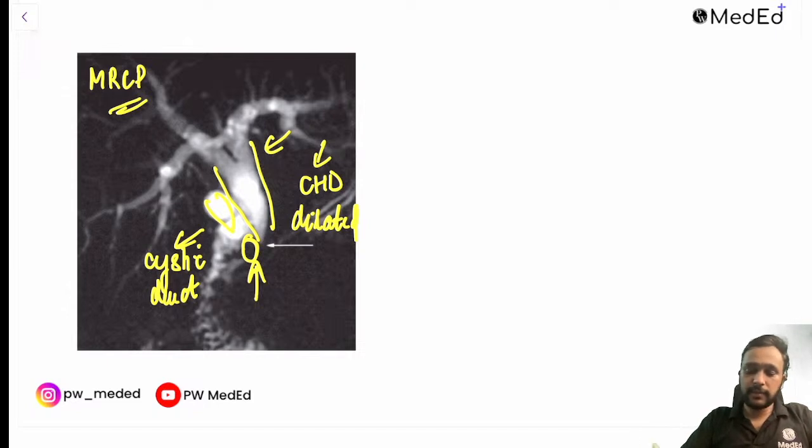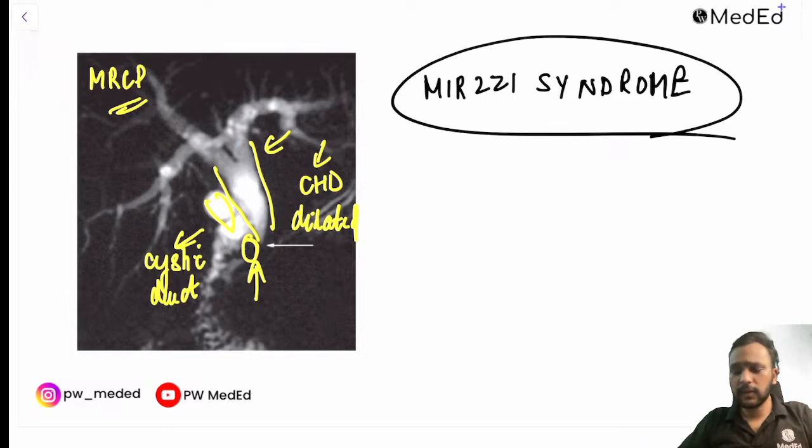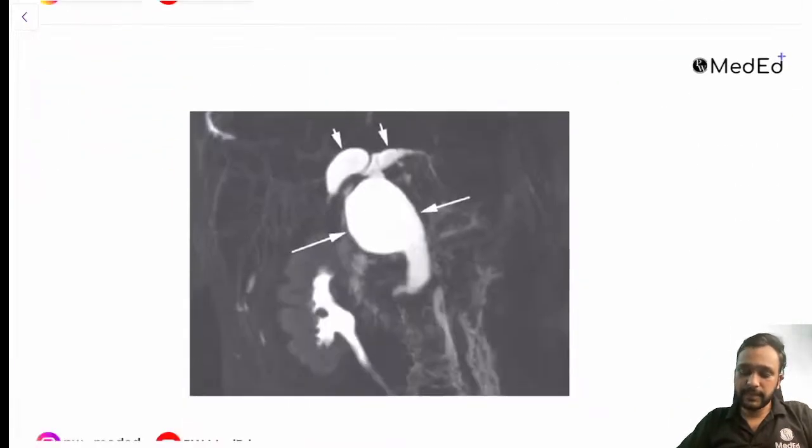And guys, this is seen in a patient with Mirizzi syndrome, right? So a stone within the cystic duct causes compression of the common hepatic duct and its upstream dilatation.